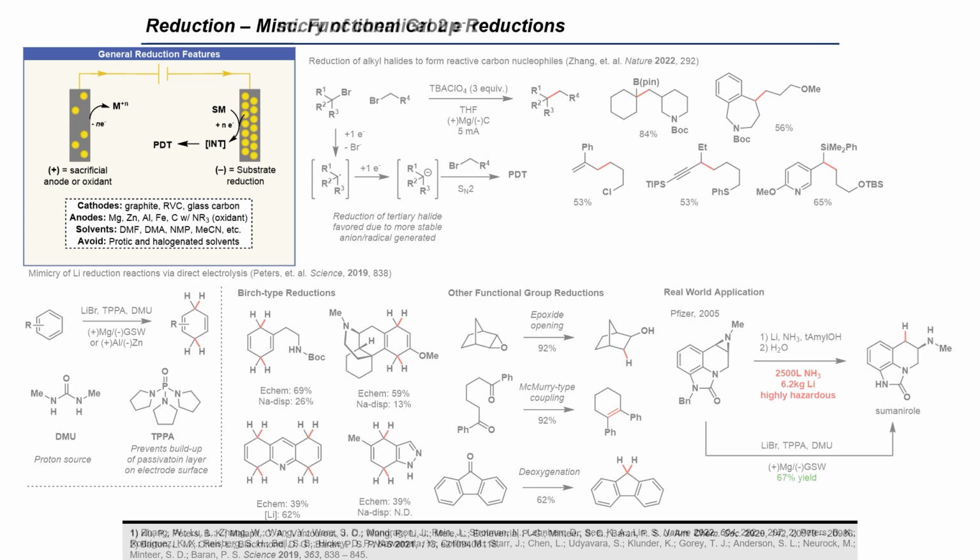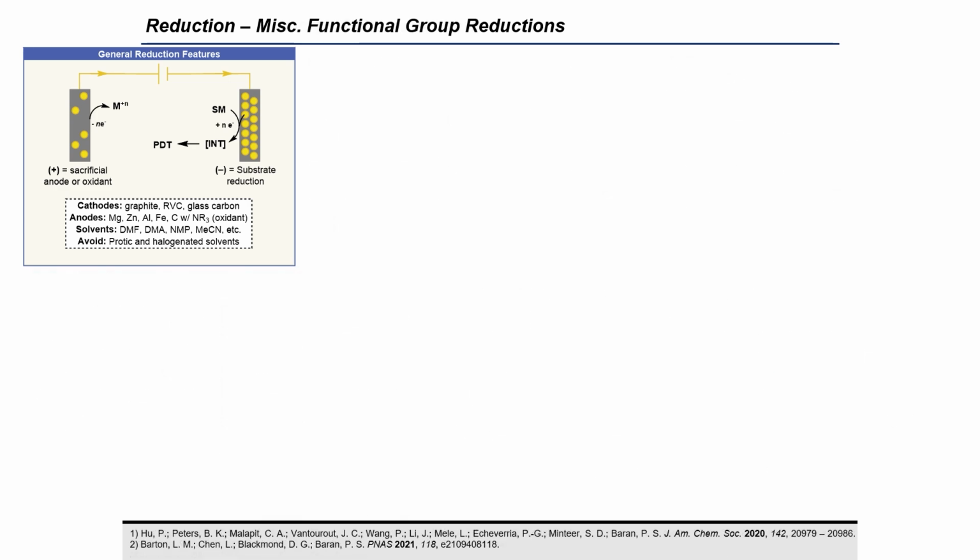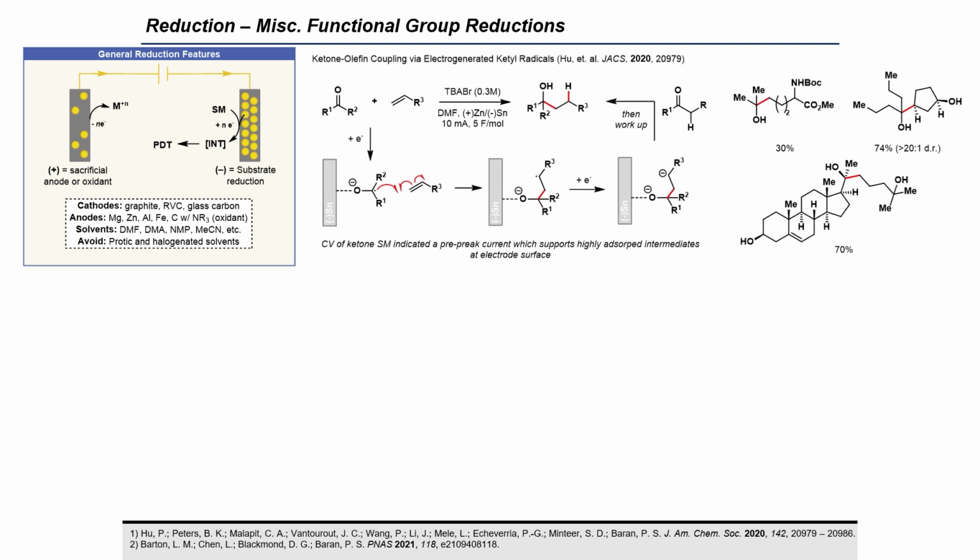Electrochemistry is great for accessing reduced forms of a variety of functional groups. An excellent use of reductive electrochemistry can be seen in the ketone-olefin coupling disclosed by the Baran lab. Here, ketones can be cathodically reduced to their corresponding ketyl radicals, which can then add to unactivated olefins to afford tertiary alcohol products. Mechanistically, this proceeds via first a coordination of the ketone to the surface of the tin cathode.